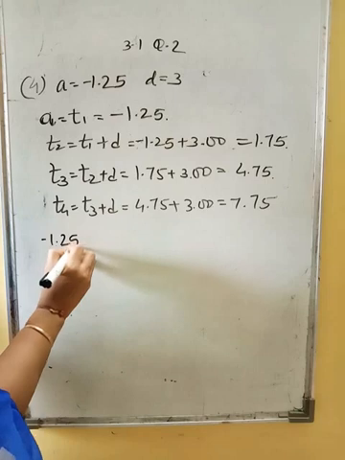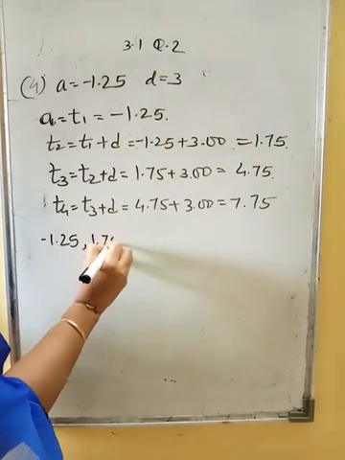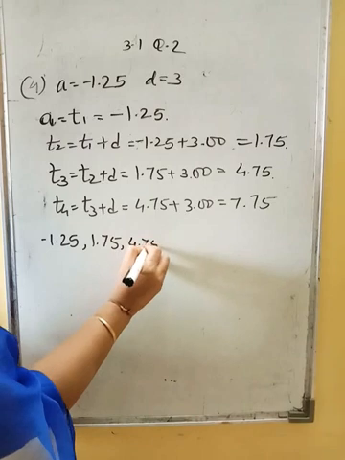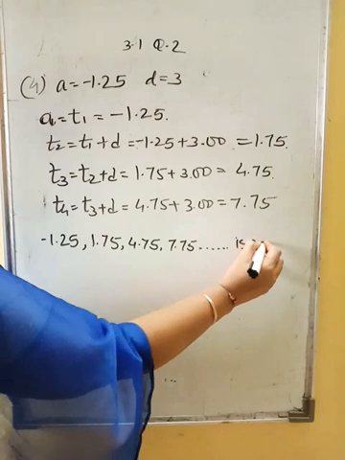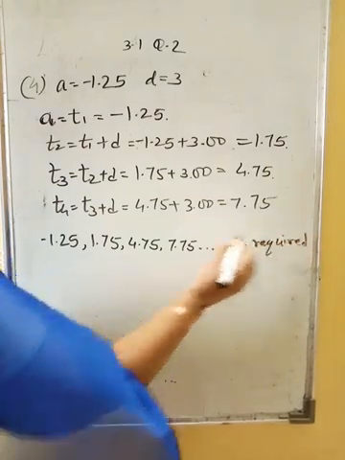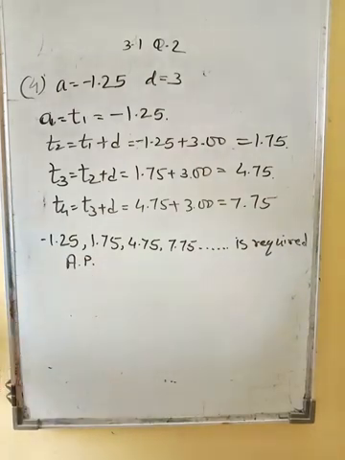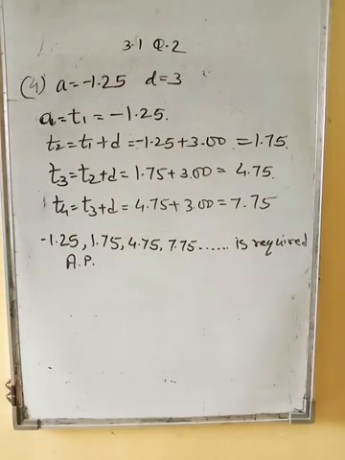minus 1.25, 1.75, 4.75, 7.75, dot dot dot is required AP. Correct? Now we'll move to the next question.